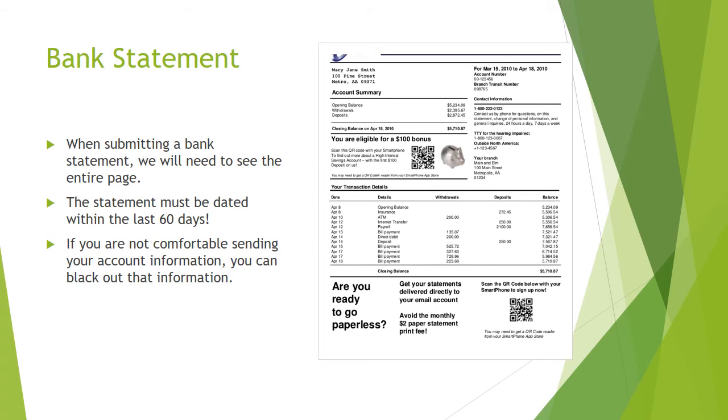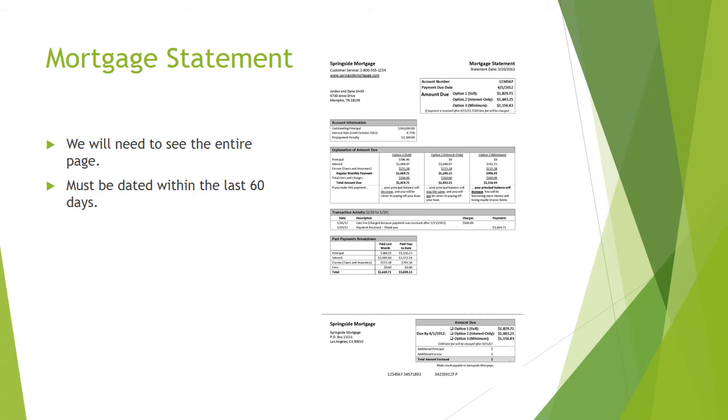Bank statements. So when you submit your bank statement, we will need to see the entire document, and it does have to be dated within the last 60 days. If you are not comfortable sending your account information, you can black out that information. The information that we need to see is the address, the bank logo, the dates, and that's about it. But we want to make sure that your privacy is protected as well as getting what we need to submit for your student's application. If at any time you have a question about the bank statement, you can contact your admissions counselor.